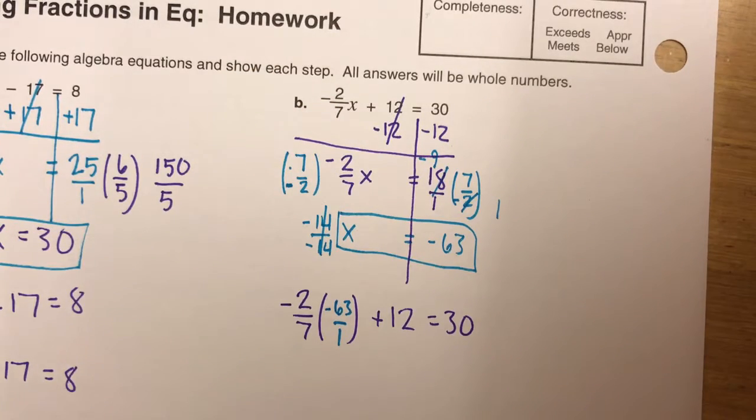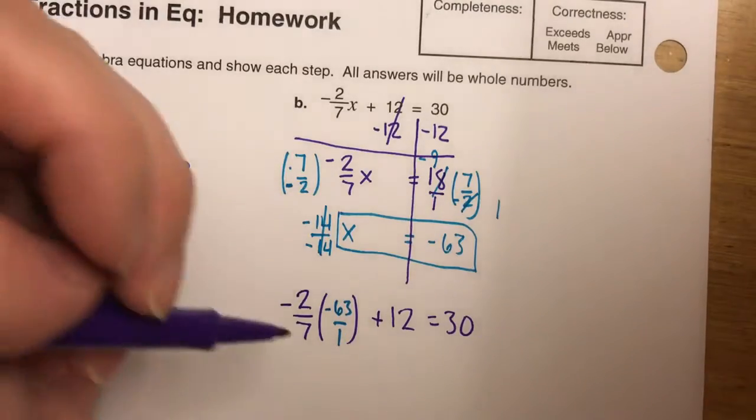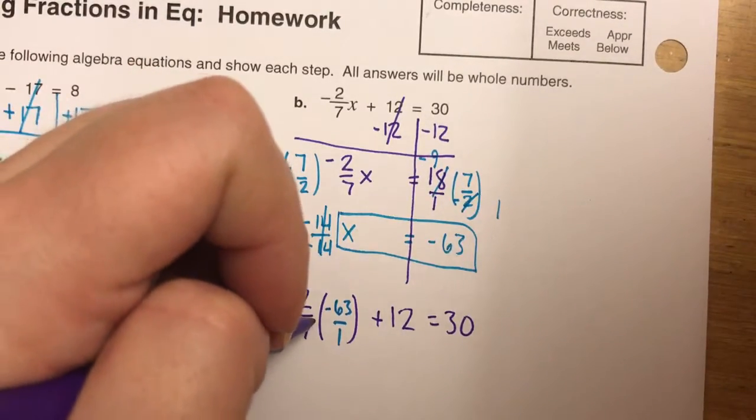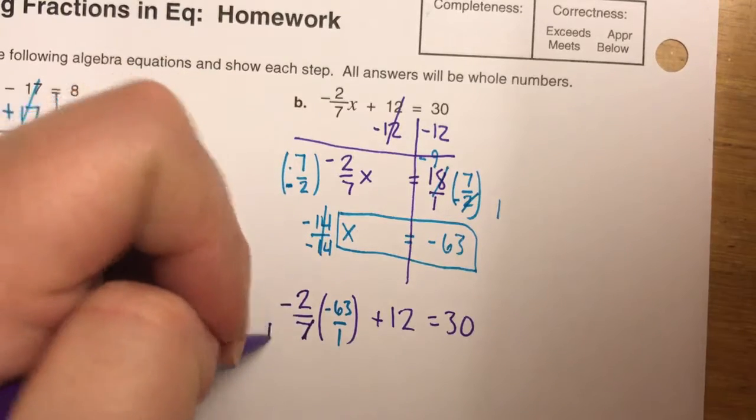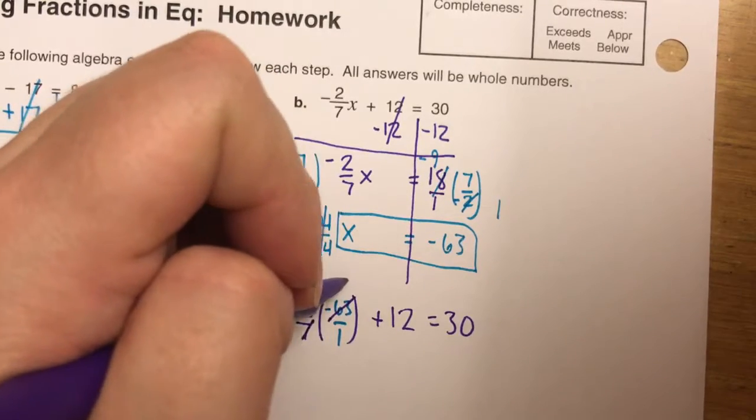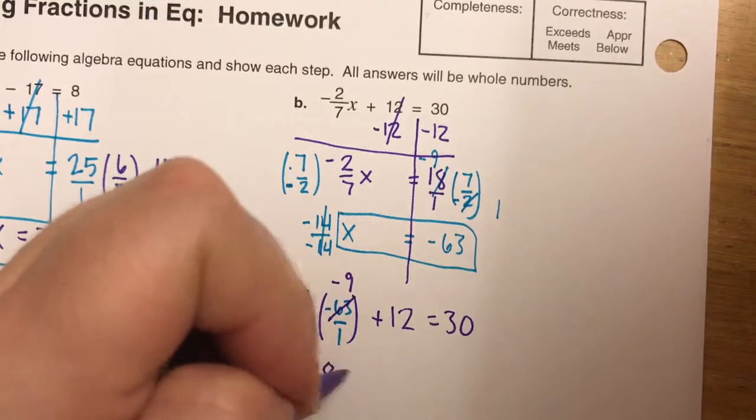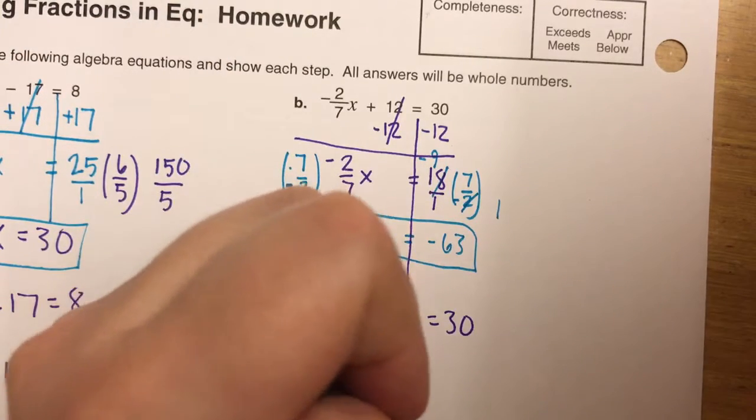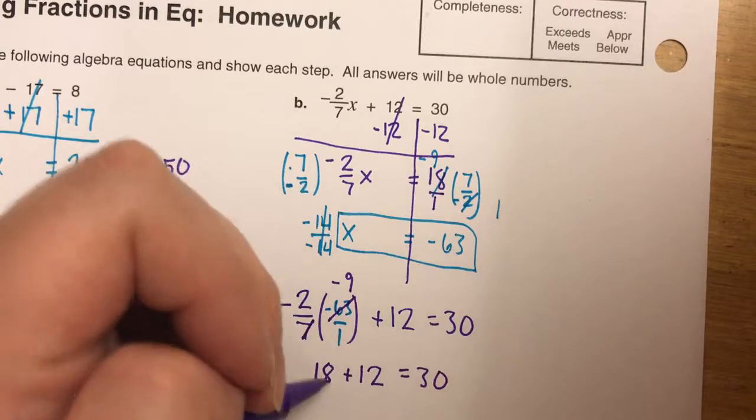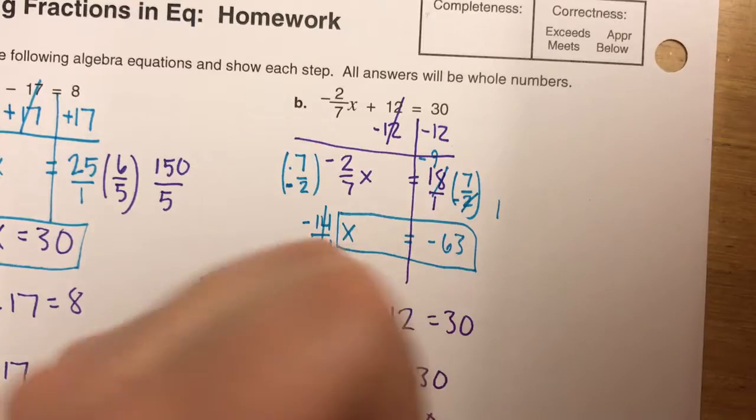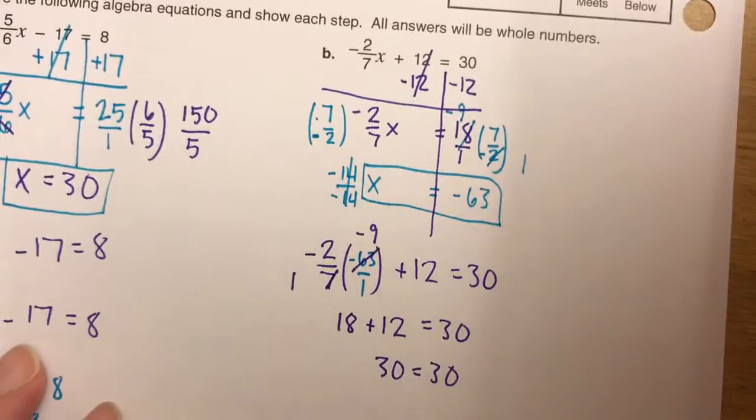So I happen to know that 7 goes into 63 9 times, so I can cancel this out. 7 goes into 7 1 time. 7 goes into negative 63 negative 9 times. Negative 2 times negative 9 is positive 18 plus 12, and that equals 30. And in fact, it does. So I have 18 plus 12 equals 30. 30 equals 30. You can't quite see that, but there it is.